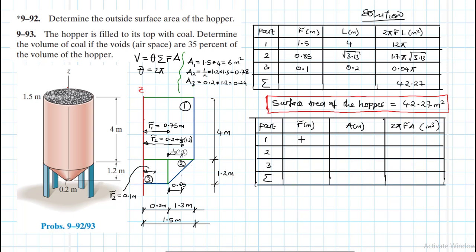And what are these? Let's fill in the centroid locations for area. First one is 0.75. Second one is 0.2 plus 1/3 of 1.3, which is 0.6333. What's the third one? The third one is just 0.1. The areas, we have 6 square meters, the other one is 0.78 and the third one is 0.24.